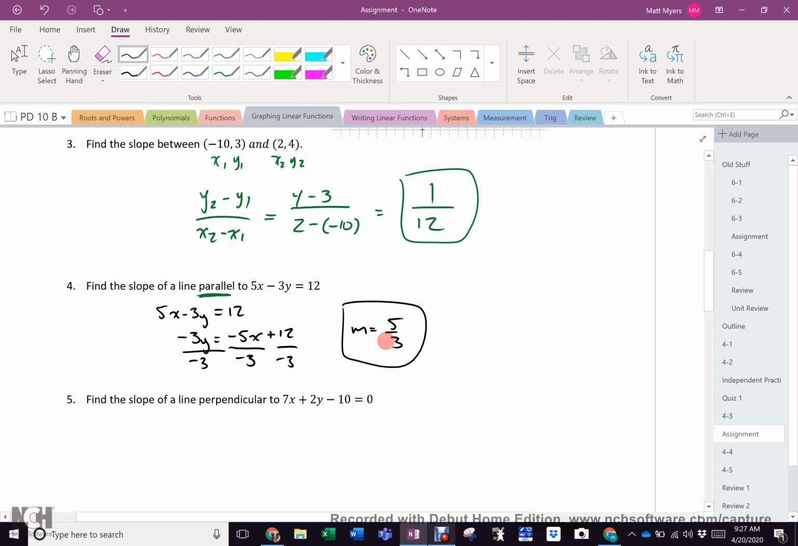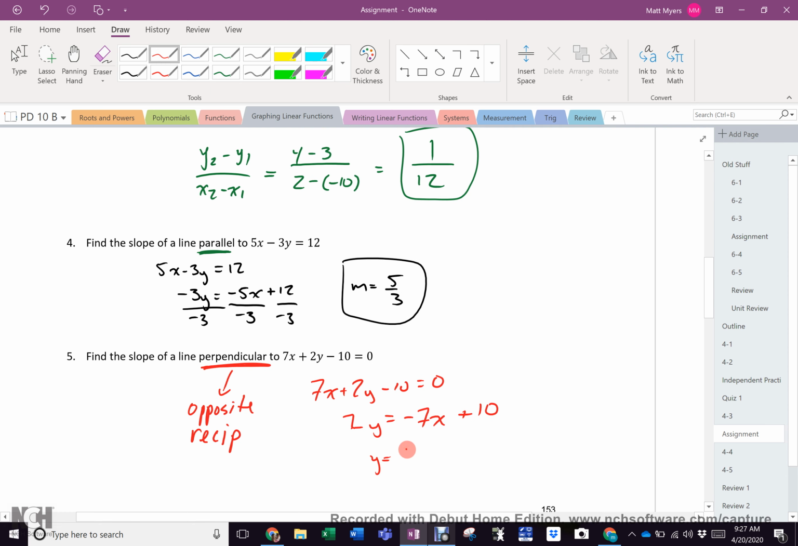There you go. A perpendicular line has an opposite reciprocal slope. So find that slope. 7x plus 2y minus 10 equals 0. 2y equals negative 7x plus 10. y equals negative 7/2 x plus 5. There's my slope, but I want an opposite reciprocal, so it's positive 2/7.